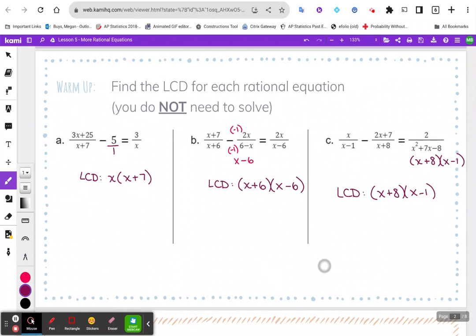And then in the last one, C, I notice that I have x minus 1 and x plus 8. So then I also have this x squared plus 7x minus 8. I do recommend factor everything first. We always try to go to factoring first, because when I factor that denominator all the way to the right, we get x plus 8 and x minus 1, which are the two factors that are shown as my denominators there. So we know we would just multiply by the opposite in that case. So my LCD in this case would be x plus 8 and x minus 1.